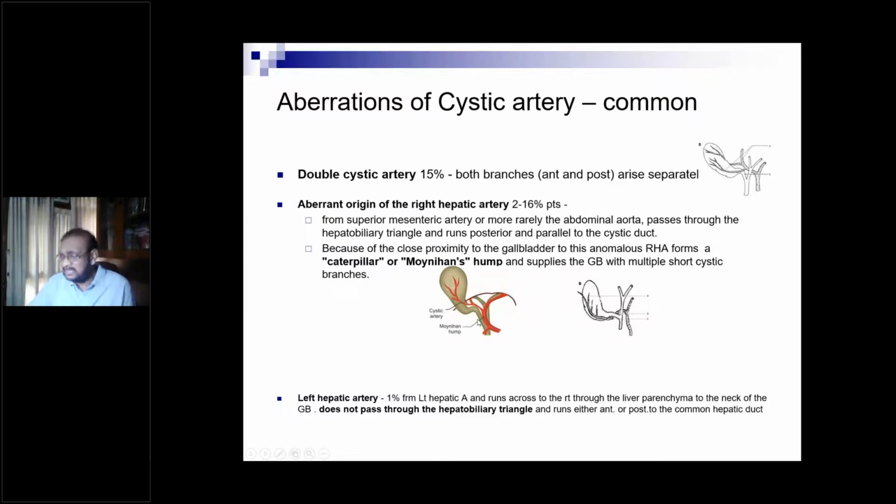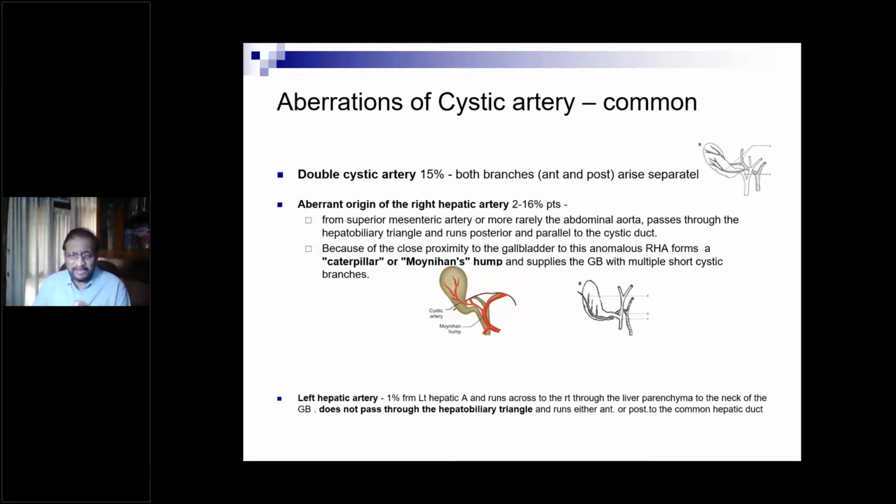So remember that these hepatic arteries usually show what is known as a caterpillar hump or Moynihan's hump. So Moynihan's hump is very, very specific. It is an abnormal course of the right hepatic artery, not the common hepatic artery. Is that clear? Would you remember that? So the right hepatic artery has got an abnormal course, that is the Moynihan hump.